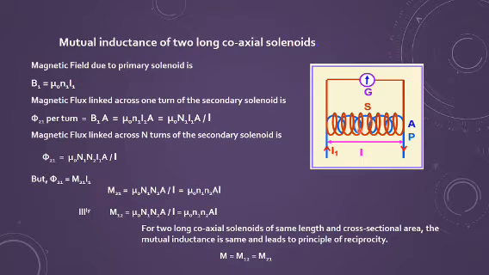But it has been proved mathematically that if I allow the current to pass through this coil and I put the galvanometer across the other coil, then the mutual inductance in the first coil due to the second coil also comes out to be the same. So mathematically you can say M12 equals M21.